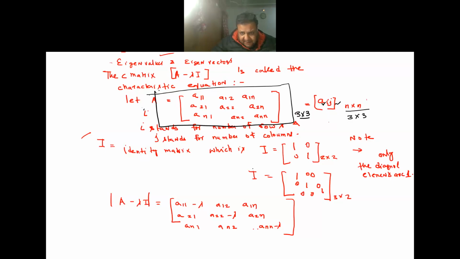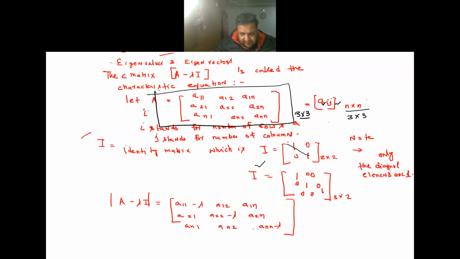Now we similarly have an identity matrix. You will notice the diagonal elements are 1, 1, and the off-diagonal elements are 0, 0. As the matrix progresses, for example for 2 cross 2, it is 1, 1, and you can see for 3 cross 3, only the diagonal elements are 1 and 1.